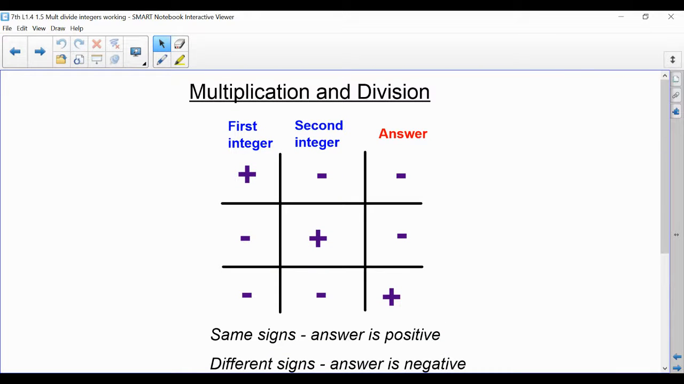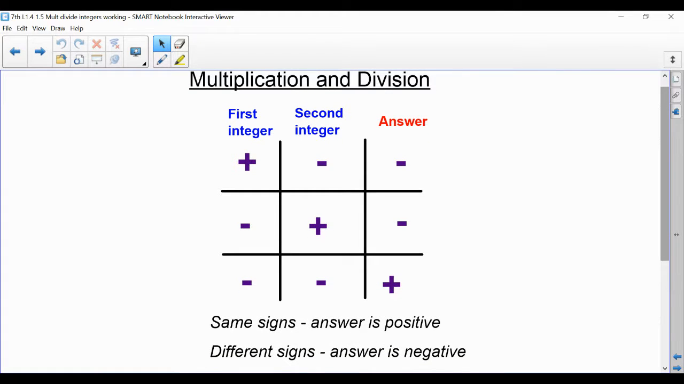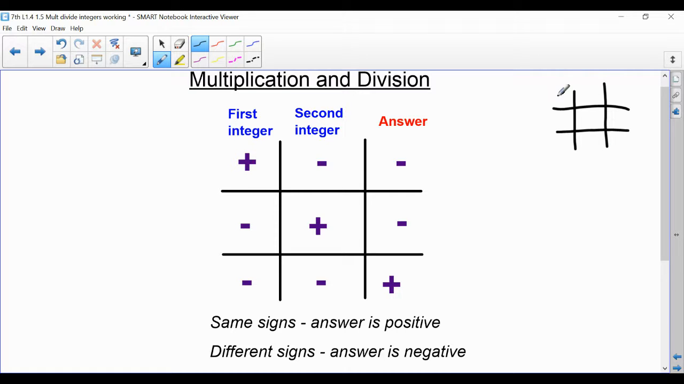Here is our tic-tac-toe board to help us with the rules for integer multiplication and division. So if you take a look at this board, and I still make it when I'm doing integer multiplication, just make your tic-tac-toe board, and then I do all my positives diagonally down like that, and then I fill in the rest. I put that at the top of my paper, and I always have it so that I can check my answer. So when you look at this, you just follow right along.